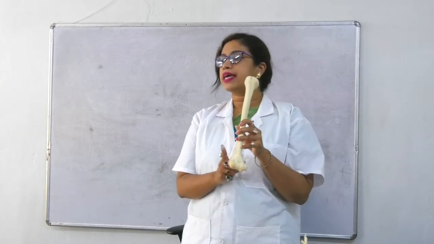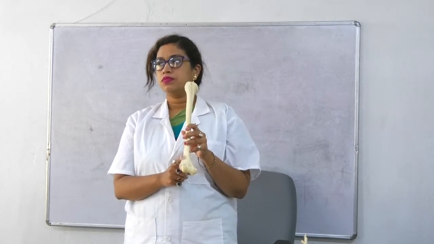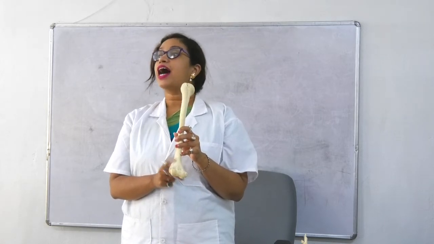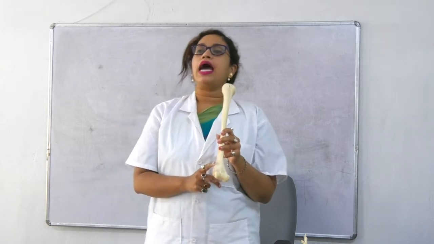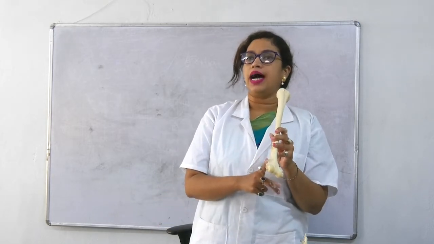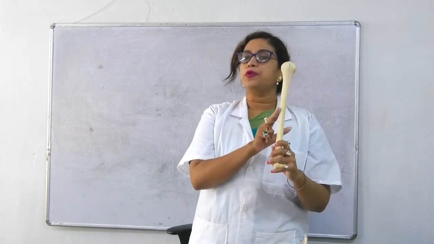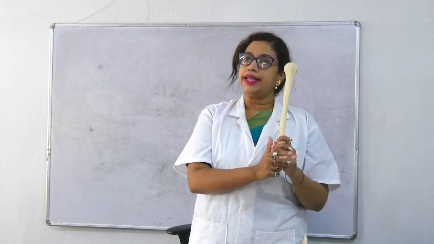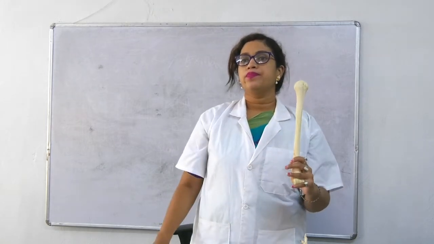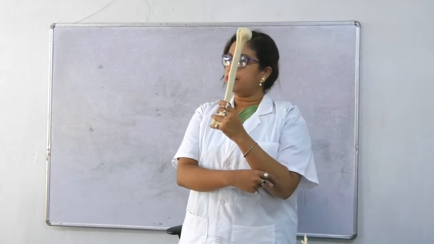So which structures are passing here? Radial nerve and profunda brachial artery. Okay. So at first it is coming on the anterior, then it is going to posterior. Again it is coming on the anterior, and finally it is giving supply to which compartment in the forearm? Extensor compartment of forearm. Okay.